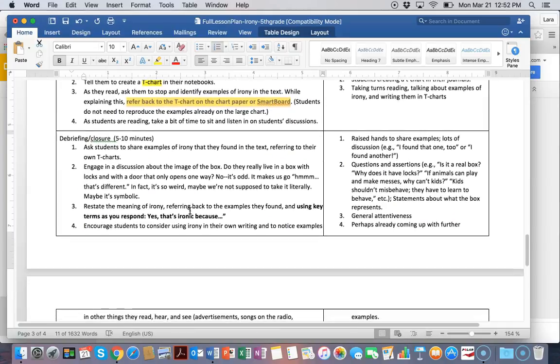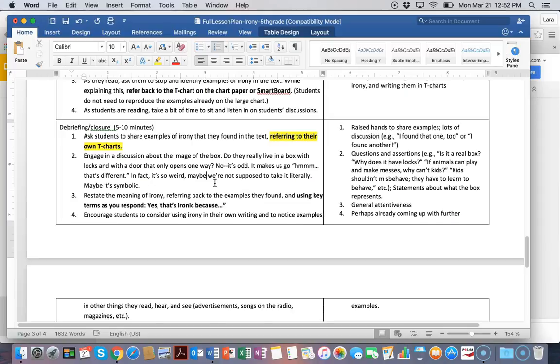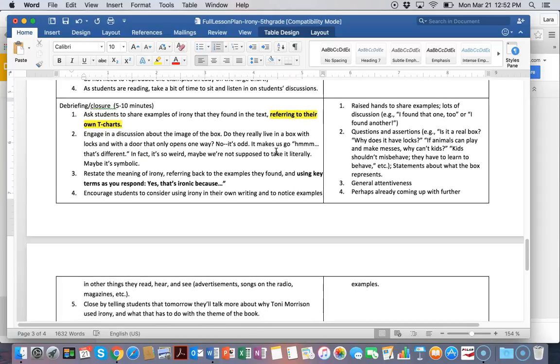In the debriefing or closure to the lesson, we asked students to share their examples of irony that they found in the text. Okay, and again, they're referring to their own T-charts here. Boy, I'm finding a lot of places where I never actually bolded these things, but I'm doing it now. And then as they did this, we engaged in a discussion about the image of the box, some of the pictures in the novel.